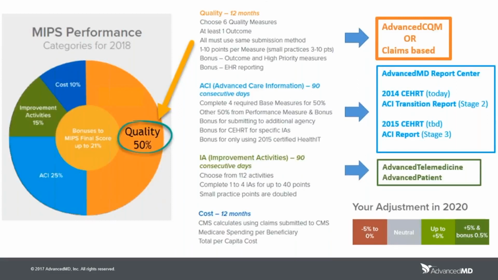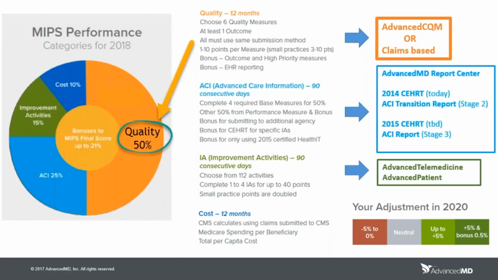And for ACI, it is 90 consecutive days for reporting. Then we have the improvement activities. This category rewards clinicians for participating in and completing patient-centered activities that have a proven association with improved health outcomes. CMS has finalized over 100 activities that are designated as either high or medium weight, and clinicians must attest to completing a combination of these activities. Participation in certain patient-centered medical homes will receive full credit for this category, and APM or alternative payment model participants will receive at least 50% credit.